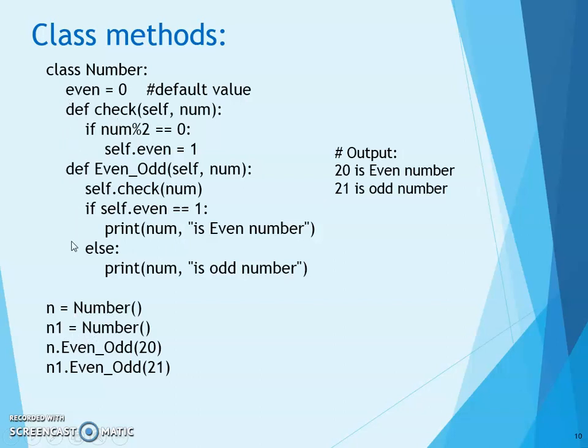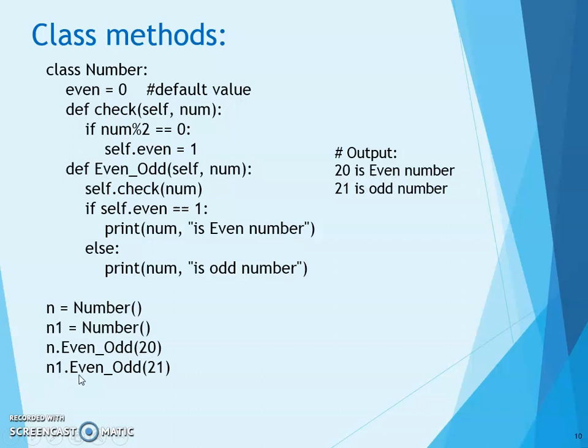Now see that here we have not written any init method. Now when even underscore odd is called and we are passing 20, this object n dot even_odd with 20 means this will be passed as 20. So as 20, it will assign self dot even as 1, and when this method is called, it will display that 20 is an even number.